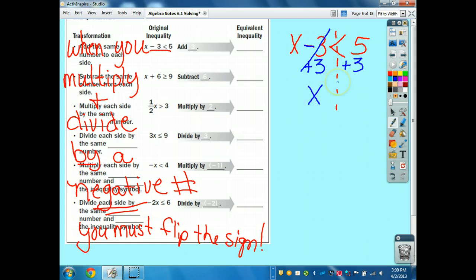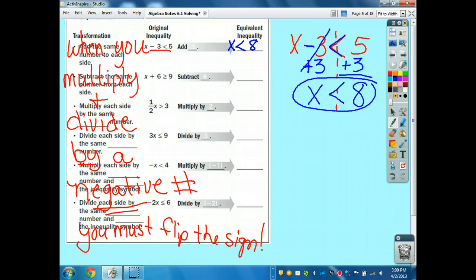Do I have to flip the sign? No. No, because I'm just plussing 3. I'm not multiplying or dividing by a negative number. So x, this stays the same, is less than. And what is 5 plus 3? 8. So circle that, or actually you guys will write that on your line then. X is less than 8.